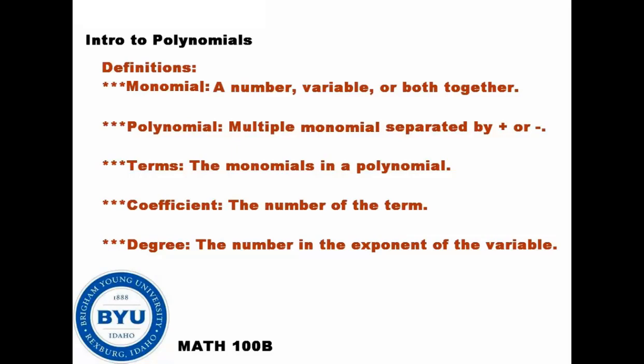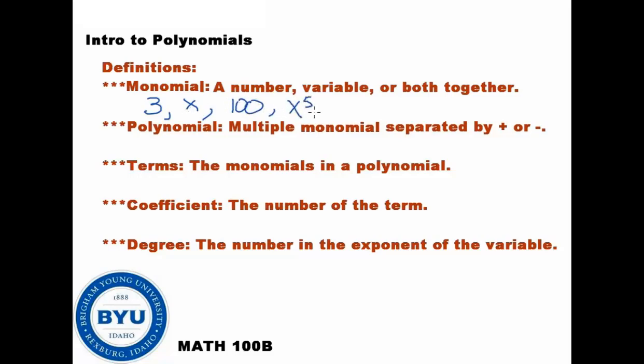We're going to start with definitions here. Before we do anything, we should probably define what a monomial is. A monomial is any number, variable, or any combo of a number and a variable. For example, the number 3, that's considered a monomial. A variable, if we just had x, that's a monomial. We could have a bigger number, 100.